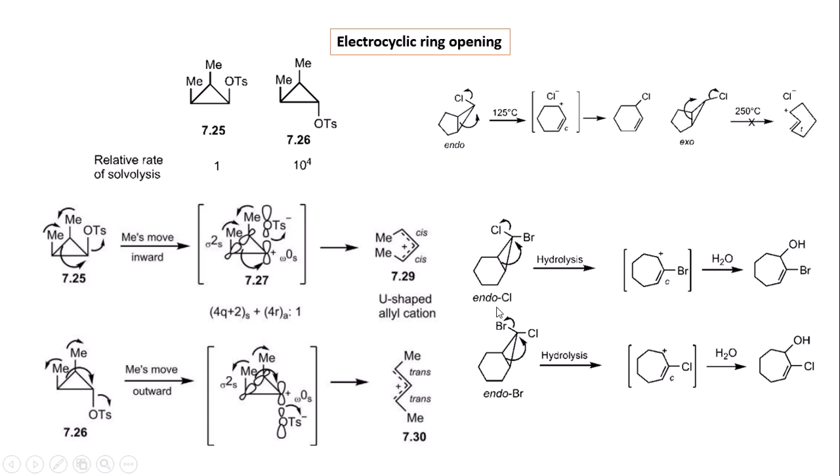In the case of the endo chloro substituted derivatives, here the bromine and chlorine may both depart from the system, but according to the pericyclic rules, the chlorine group leaves from the endo isomer, but the bromine group does not leave. Similarly, the endo bromide group leaves from the system, but the chlorine group remains intact. So we get two different isomers by varying the positions of bromine and chlorine.